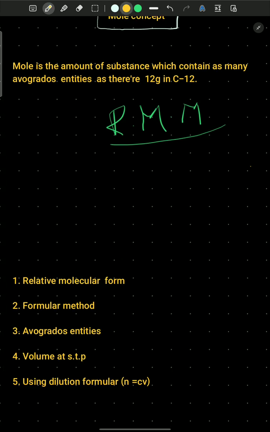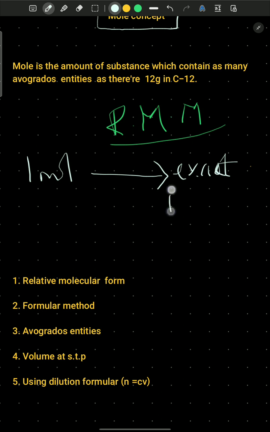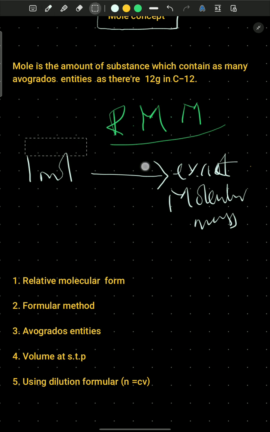For example, the most important thing to understand is that 1 mole of any substance, please take note of that, will give you the exact molecular mass. So I believe if I'm talking about molecular mass now, you should understand what molecular mass means.